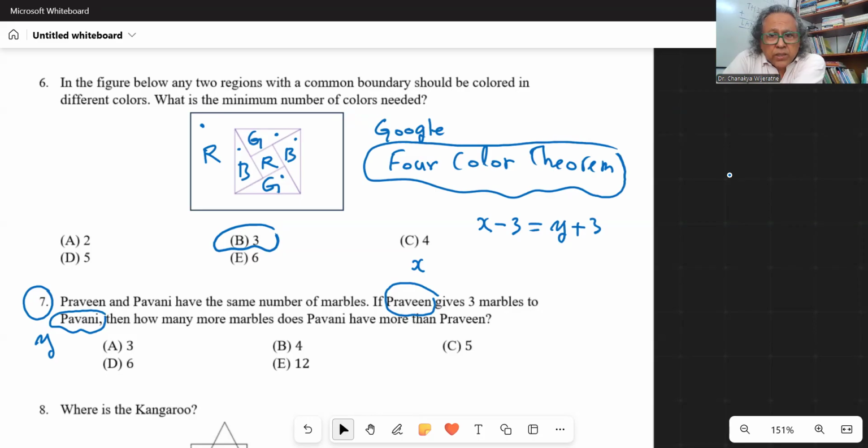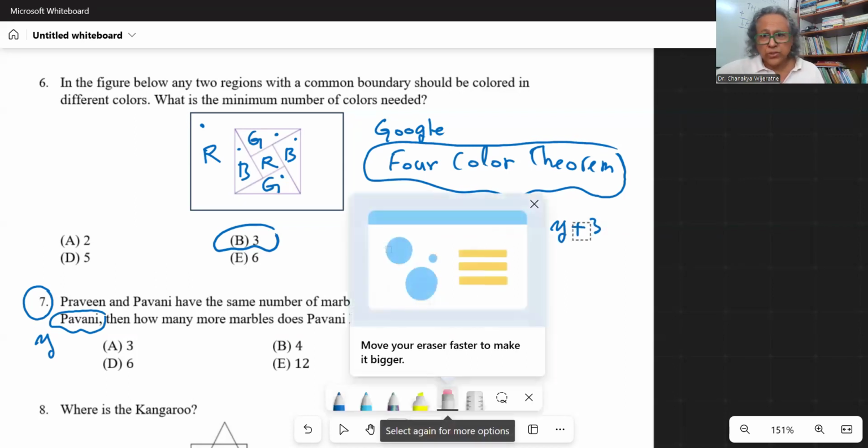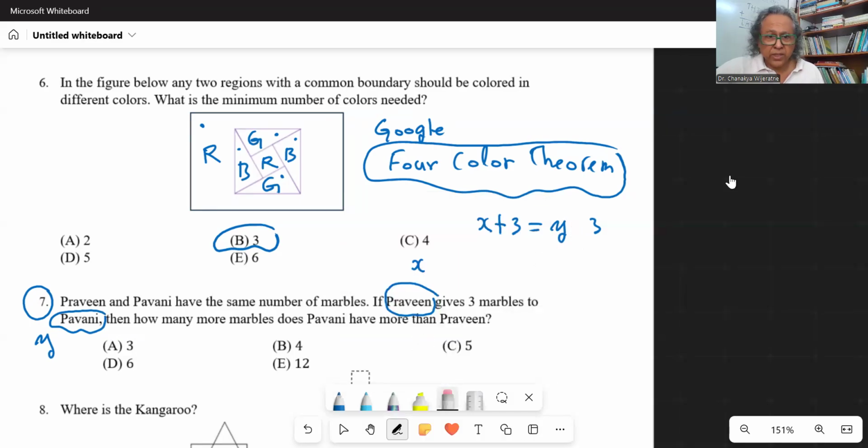So Pavani has... wait a minute. So x is what Praveen has, right? So now we need to add 3 to get to what he had before, right? And here we need to subtract 3 from Pavani to get to what she had before, right? And these numbers are equal, right?